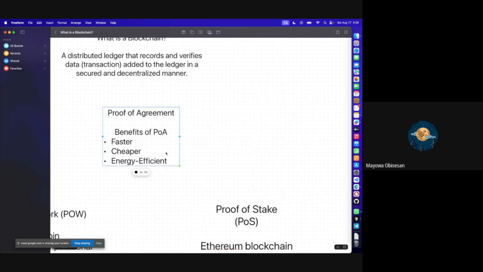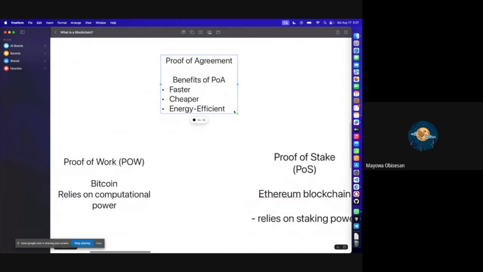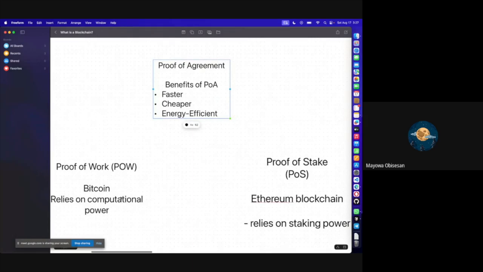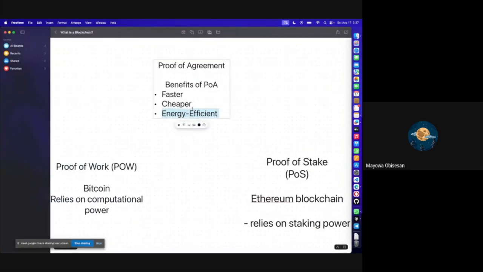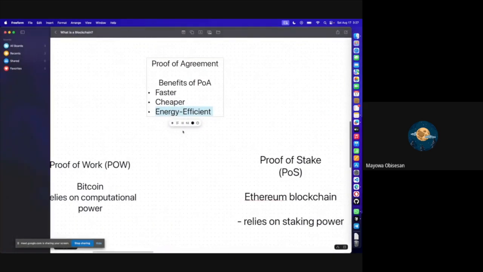And it has a lot of benefits compared to the proof of work and the proof of stake. The proof of work relies on computational power, so it is very, very expensive in terms of energy consumption. But for the proof of agreement, it is very, very cheap in terms of energy consumption. So one of the benefits of the proof of agreement consensus mechanism is that it is very energy efficient, right? So the second thing we have for the proof of agreement is that it is very cheap.